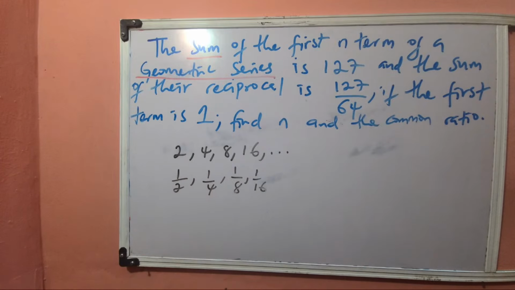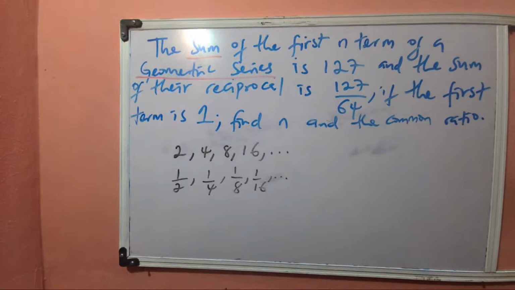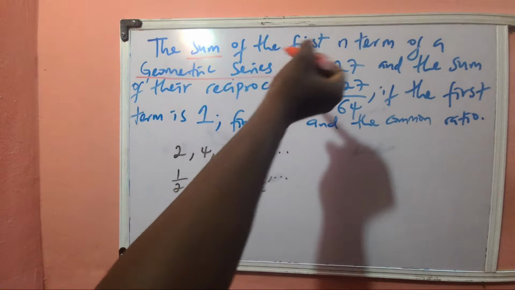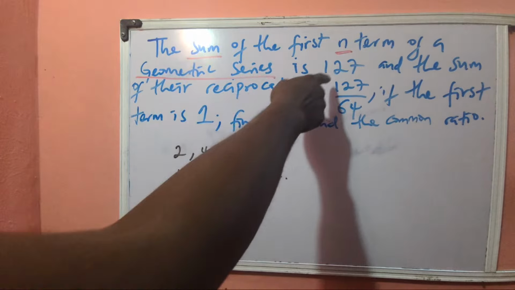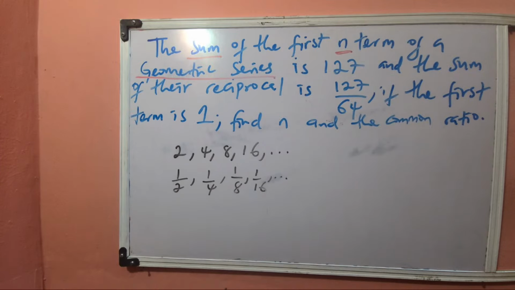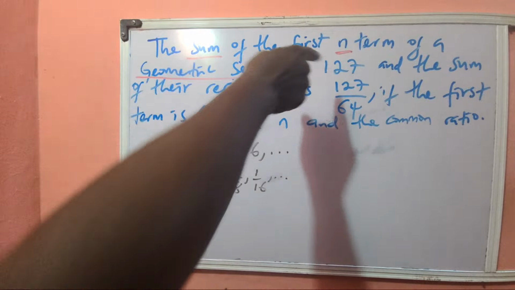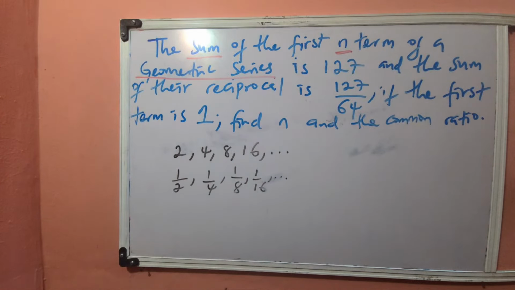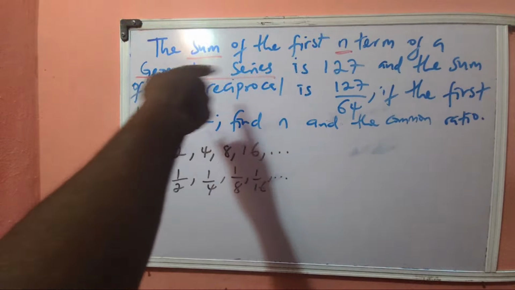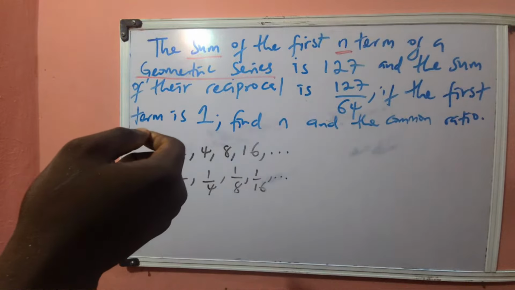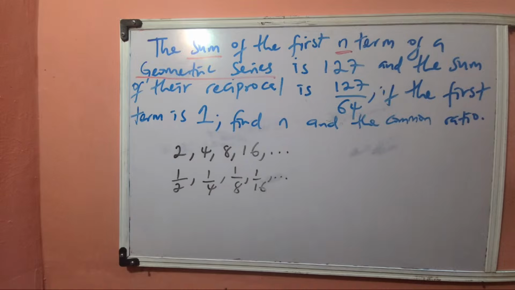So what we're told here is that the sum of the very first n term, we are not told the number of terms. I want you to take note of that also. We were not told the number of terms of which sum gave us 127. But we're just told that there was a particular number of terms of which the sum gave us 127 when we're dealing with a geometric series. Now, when we went on to do the reciprocal, we're then told that the sum of their reciprocal, of course, the same n term, gave us 127 over 64.